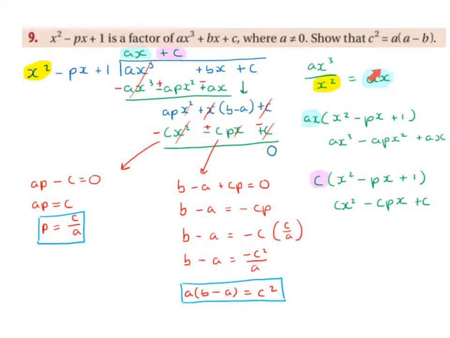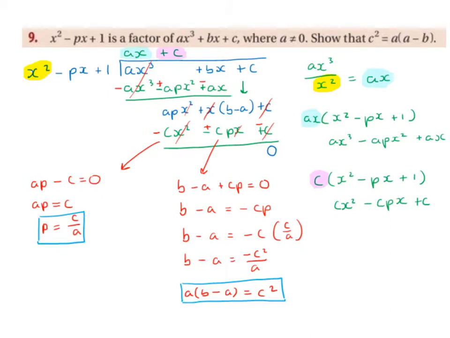Then we take the ax and we multiply it by the x squared minus px plus 1, which is the highest common factor. So ax times x squared is ax cubed. Ax times minus px is minus apx squared. And ax times 1 is ax. This goes underneath the bus stop.